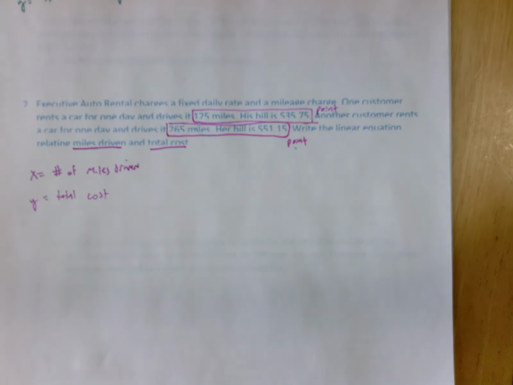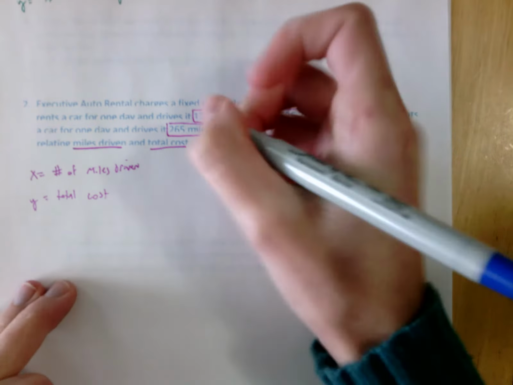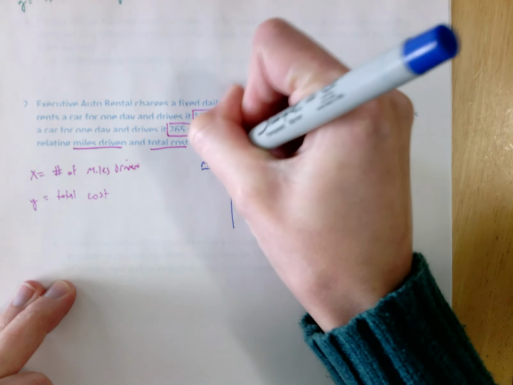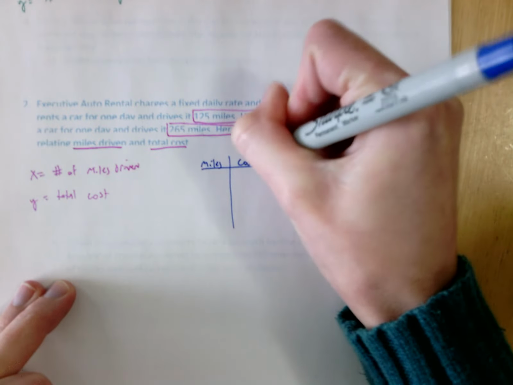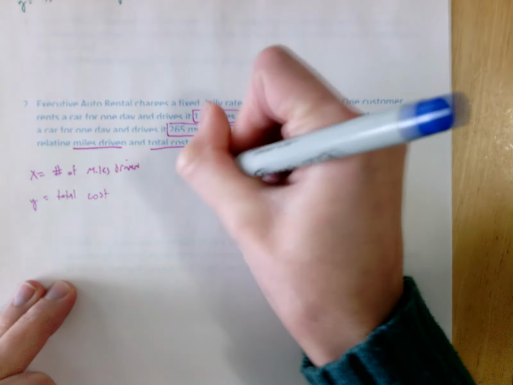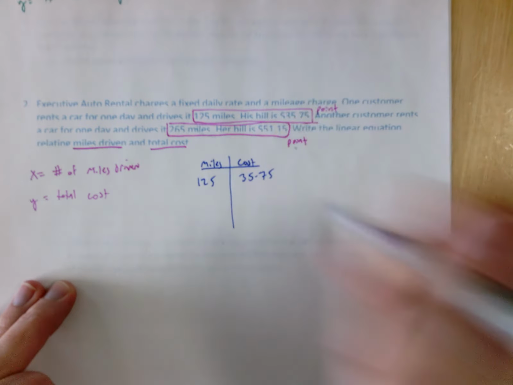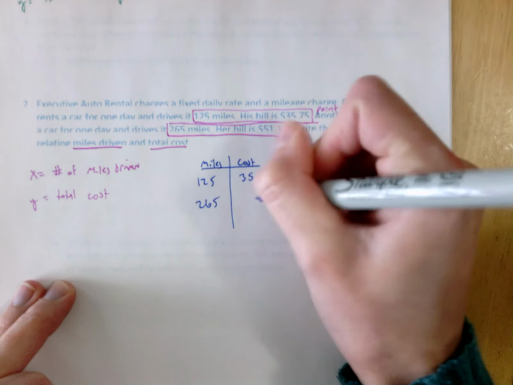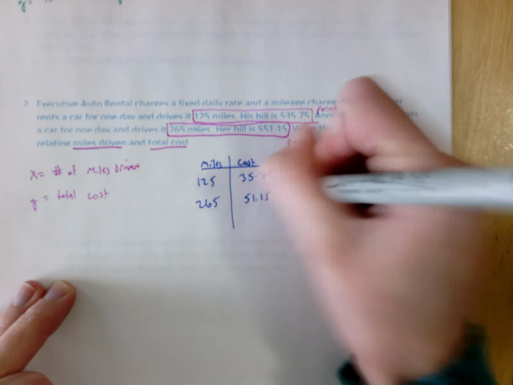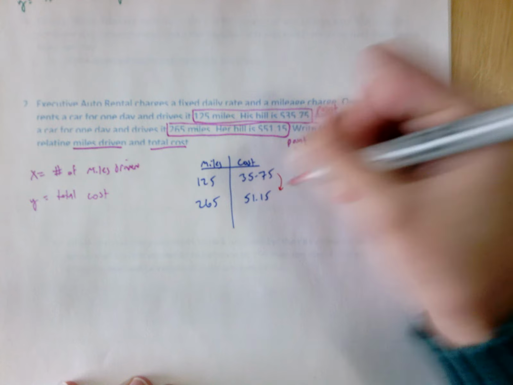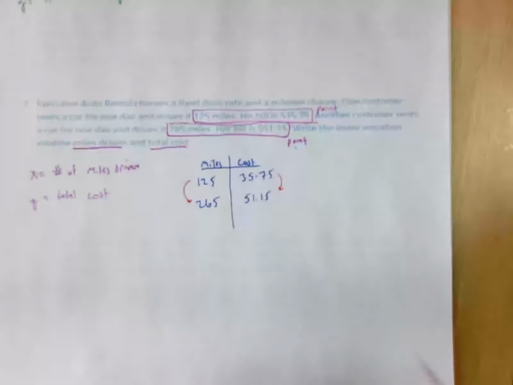We're going to start by figuring out our slope. Okay, so I'm going to write these 2 points in a little table, where this is my number of miles and this is my total cost. So 125 miles was $35.75, and then 265 miles was $51.15. Okay, so now I'm going to find my slope. Remember, to find slope, I'm looking at from here to here and from here to here. Change in y over change in x.